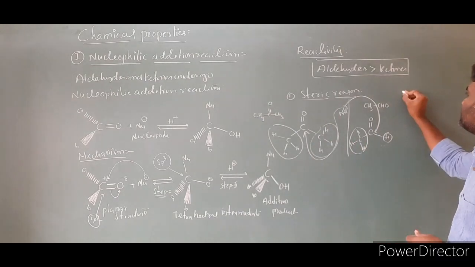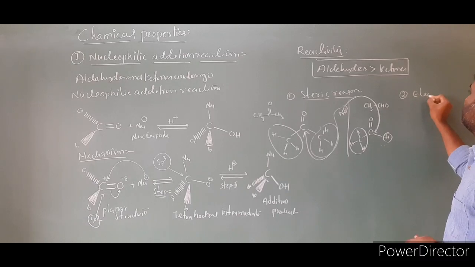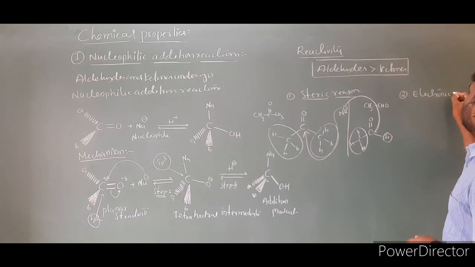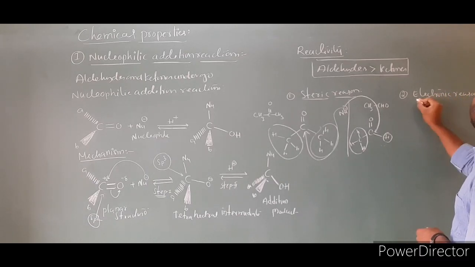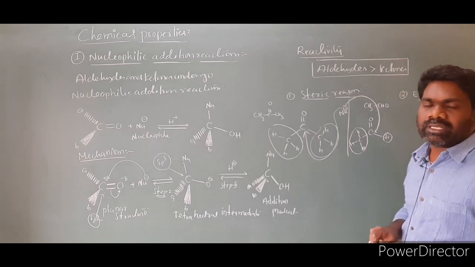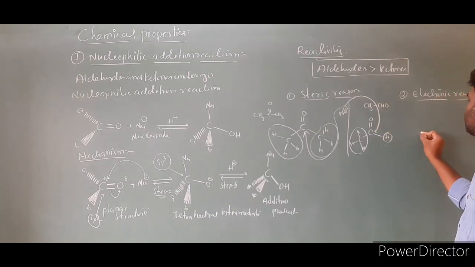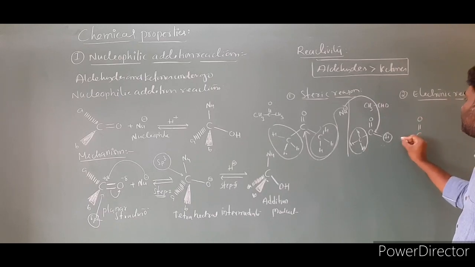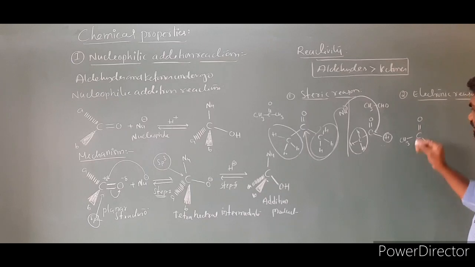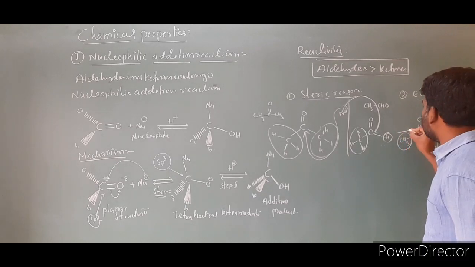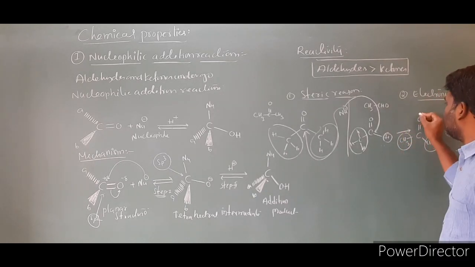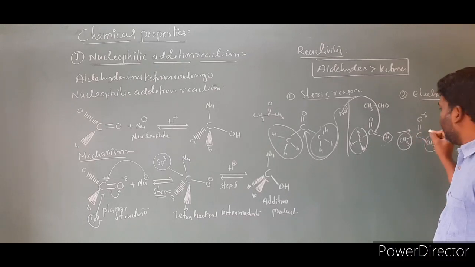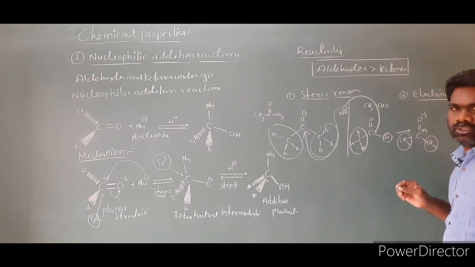The second reason is the electronic reason. Electronically, I am rewriting these structures again: C double bond O CH3. This is a CH3. Look here. This is a methyl group attached to the carbonyl carbon, and this is another methyl group attached to the carbonyl carbon. This is an alkyl group, an electron releasing group. So the oxygen is partially negative and this carbon is partially positive, right?